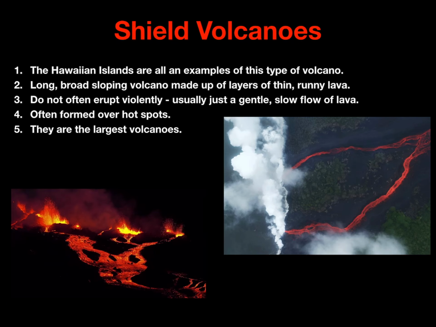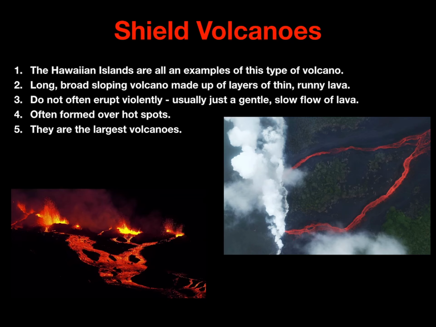So shield volcanoes. The Hawaiian Islands are all examples of this type of volcano. So if you've ever been to Hawaii and you've seen the volcanoes there, those are shield volcanoes. They are long and broad sloping volcanoes made up of layers of thin runny lava. And what that means is they're not super steep. They're kind of gentle. They don't go up super harshly. They're kind of, as they mentioned, sloping. They go down and go up in a more gentle way.